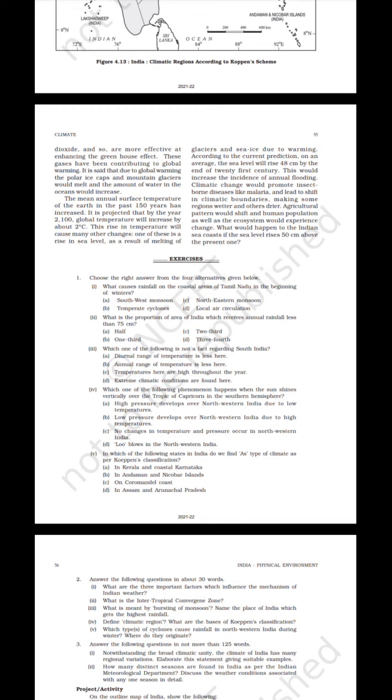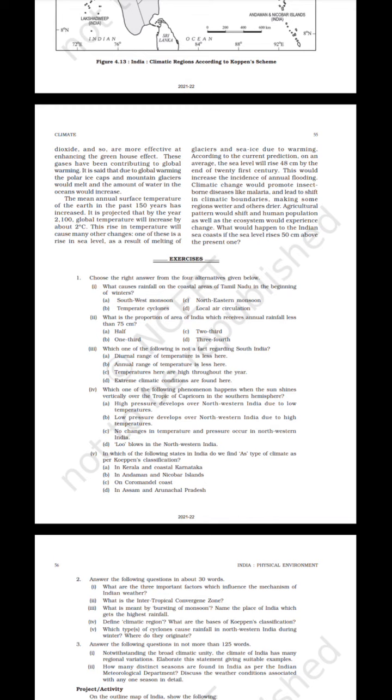Exercises. Choose the right answer from the four alternatives given below. What causes rainfall on the coastal areas of Tamil Nadu in the beginning of winters? Southwest monsoon, northeastern monsoon, temperate cyclones, local area circulation. What is the proportion of area of India which receives annual rainfall less than 75 centimeters? Half, two third, one third, three fourth.